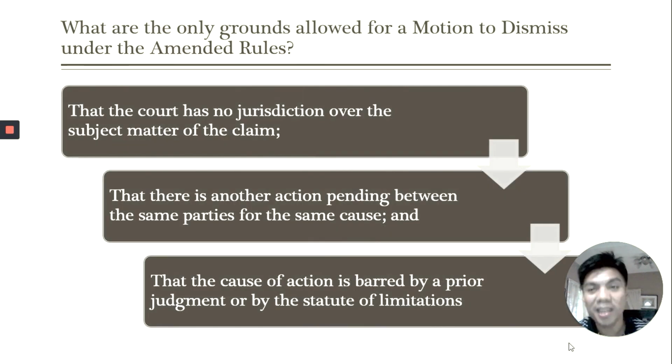So what are these exclusive grounds allowed for a motion to dismiss under the amended rules? Well, number one, that the court has no jurisdiction over the subject matter of the claim. So as you lawyers may well know, a court's jurisdiction is conferred by the Constitution or by law. So it cannot be decided by the parties, or it is not subject to stipulation. So if the court has no jurisdiction over the claim, over the prayer, over the subject matter, then a motion to dismiss is proper.